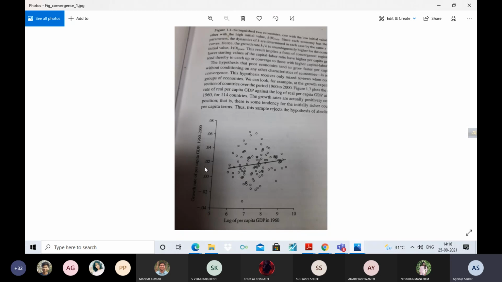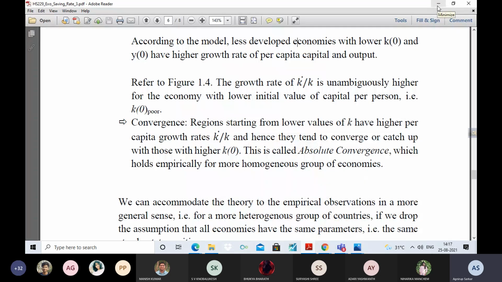So this particular sample, these 114 countries that we looked into, rejects the hypothesis of absolute convergence. Now, the hypothesis somewhat fares better if we examine a more homogeneous group of economies.